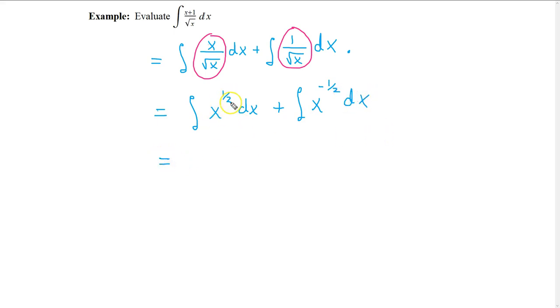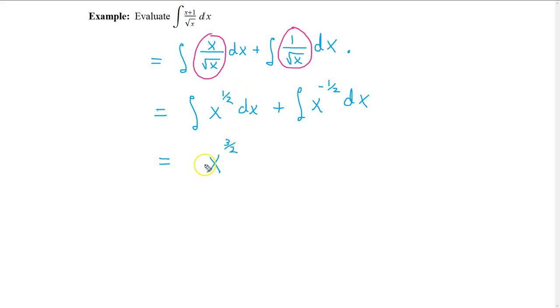Now, the antiderivative of x to the 1/2. Okay, well, let's see. That's going to be, if I add 1 to the exponent, remember when we antidifferentiate, we add 1 to the exponent. When we differentiate, we subtract 1. So here we want to add 1 to that exponent, so we're going to get 3/2. 1/2 plus 1 is 3/2.